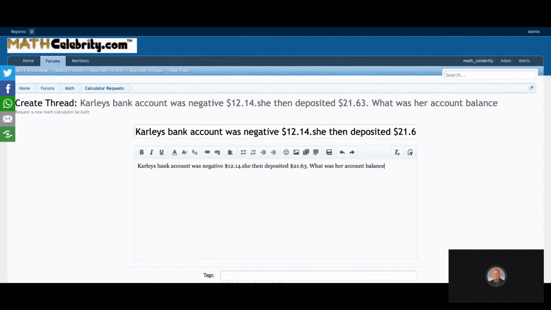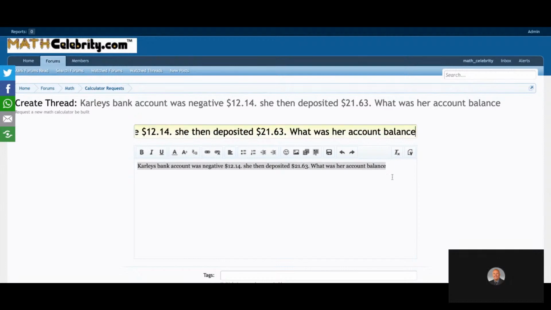A lot of people want to know about financial literacy and savings and all that, so let's do this. Karley's bank account was negative 1214. She then deposited 2163. What was her account balance? All right. So negative 1214 can be written as negative 1214. So Karley's already starting out with an account deficit. So that means she has less than 0. She owes the bank money.